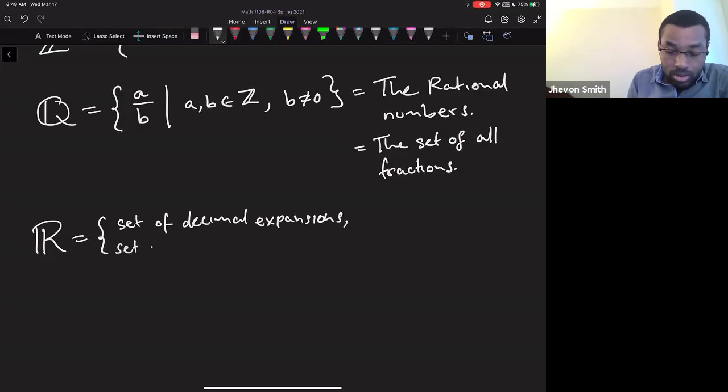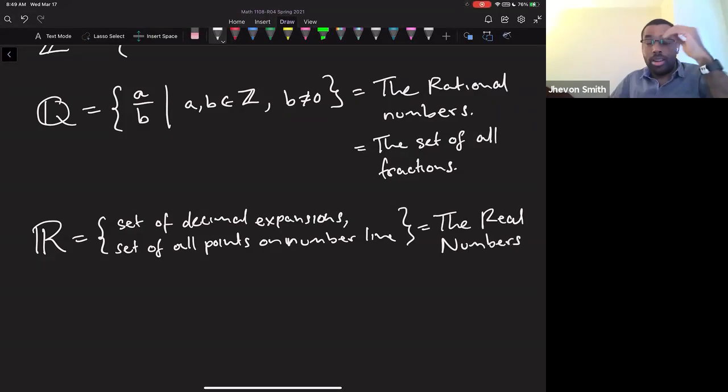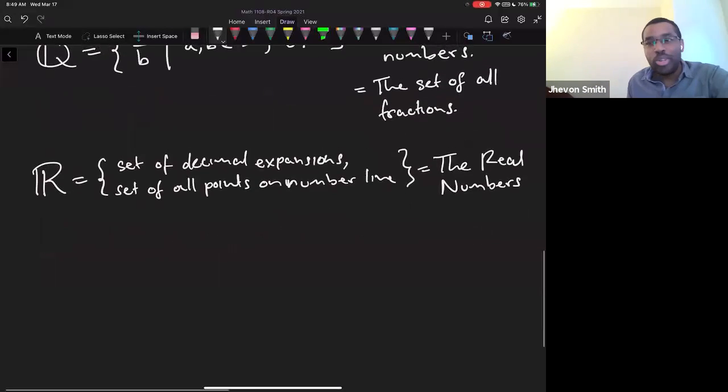Set of all points on the number line. Etc. It's called the real numbers. That is not a great definition, but honestly, I cannot define it for you any better than that at this level. Like I have to teach you some advanced mathematics, talk about Dedekind cuts and all kinds of weird stuff, completion of Q, and yeah, it's also the completion of Q. Never mind. It's intuitively what you think it is.